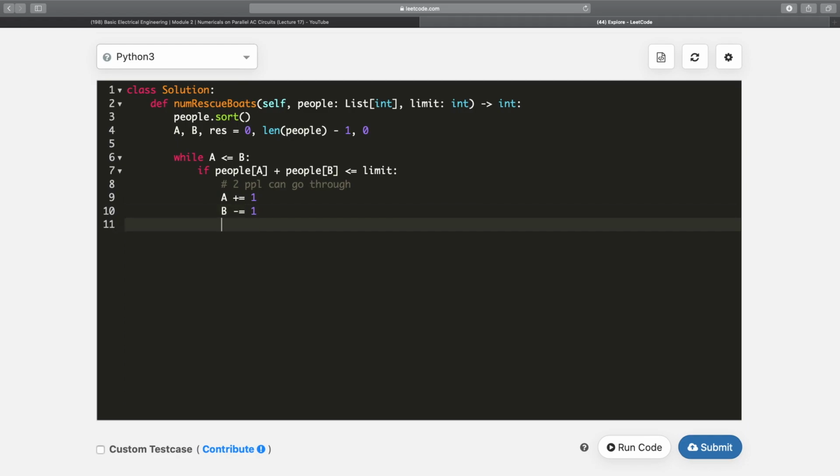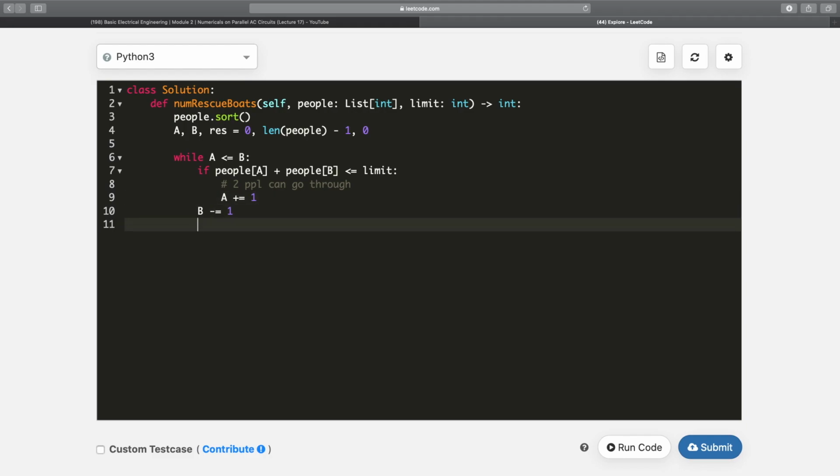But one thing you do want to consider is that if this is not true, then only one person is going to go. In simple words, that's going to be the bigger person. Whoever has a higher weight is going to go in his own little boat. To make sure we can do that each time, we're going to put that outside of the if condition. The reason is that each time, no matter what, B is going to decrease by 1, because whether there are 2 people or 1 person, the person at B is going to go no matter what. Keeping that in mind, we can remove this condition over here. Okay, so this is going to be it.